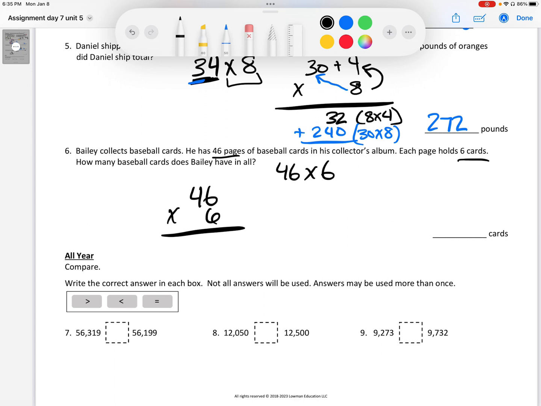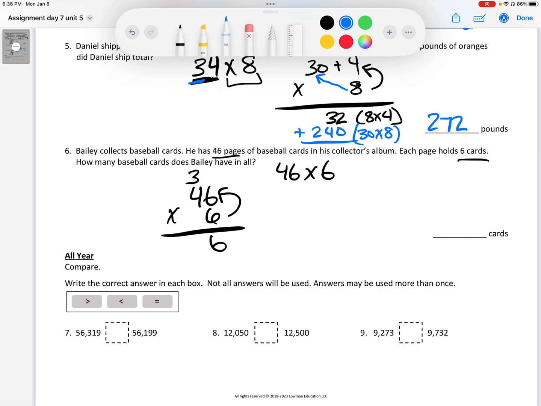Line your stuff up. Okay, we're going to start in the ones place, just like when we just did partial products. We're going to start with 6 times 6. 6 times 6 is 36. I am not going to write 36 here, however. What I'm going to write is the 6, and I'm going to carry the 3 above the tens place. Just like in addition, when we regroup and move things into the correct place, we're doing that here also. So that 3 needs to go above the tens place.